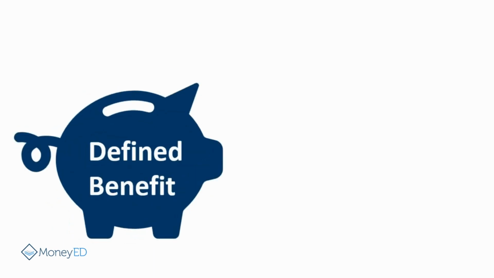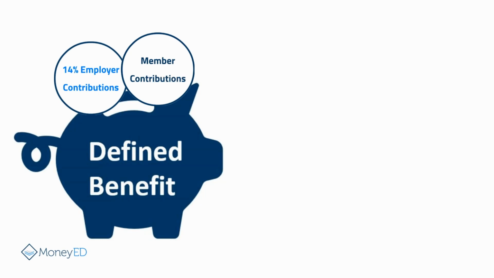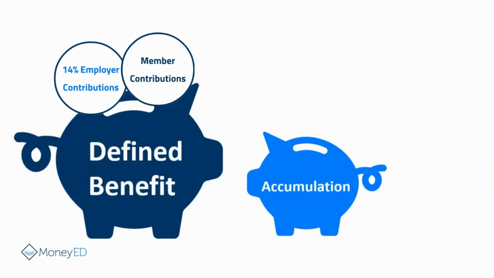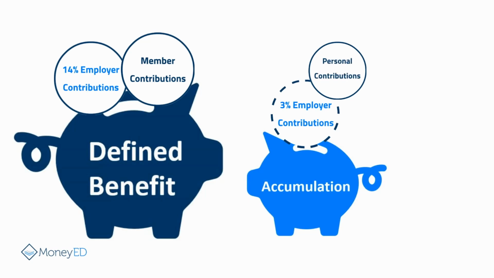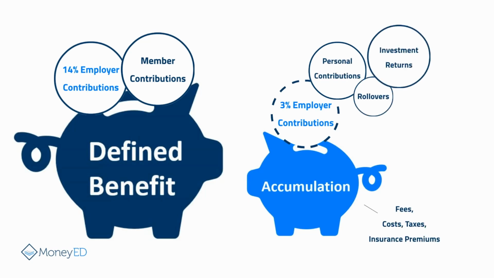So, the contributions that go into your defined benefit component are the 14% employer contribution and your member contributions, which we will discuss later. Whereas the following make up your accumulation component: the 3% employer contributions where applicable, and personal contributions, rollovers and investment returns, less any fees, costs, insurance premiums and taxes.